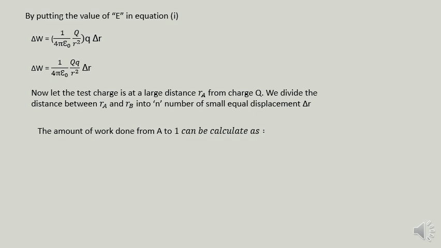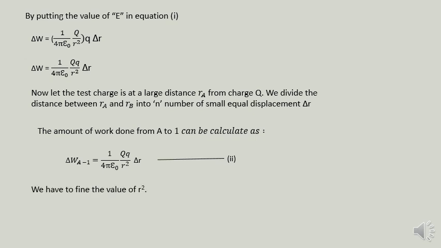Now the amount of work done from point A to 1 can be calculated as delta W A to 1 equals 1 upon 4 pi epsilon naught, Q upon R square, delta R. Here it is not A minus 1, it is A to 1. It means that we move the charge from point A to point 1, and the work done on that charge will be 1 upon 4 pi epsilon naught, capital Q small q divided by R square, delta R. This will be equation 2.